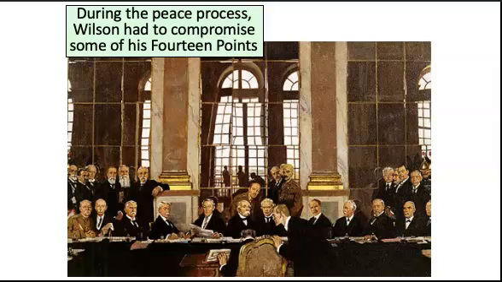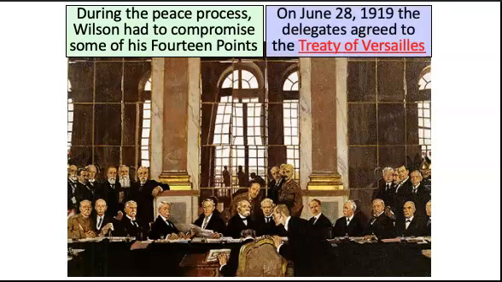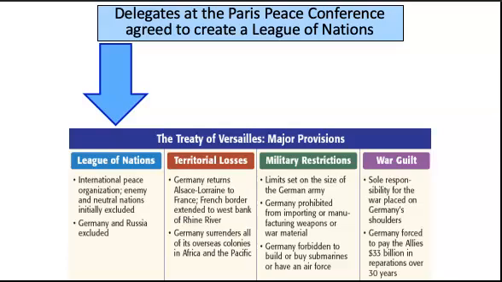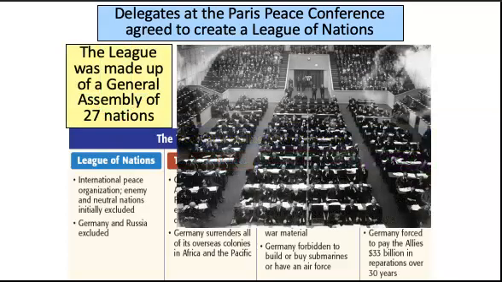Now, during the peace process, Wilson had to compromise on many of his 14 points. However, on June 28, 1919, the delegates agreed, and what became known as the Treaty of Versailles was finally signed. Now, the delegates at the Paris Peace Conference agreed to create this League of Nations. It was an agreement that member nations would work together to stop future acts of aggression, and it was made up of 27 nations in a General Assembly.